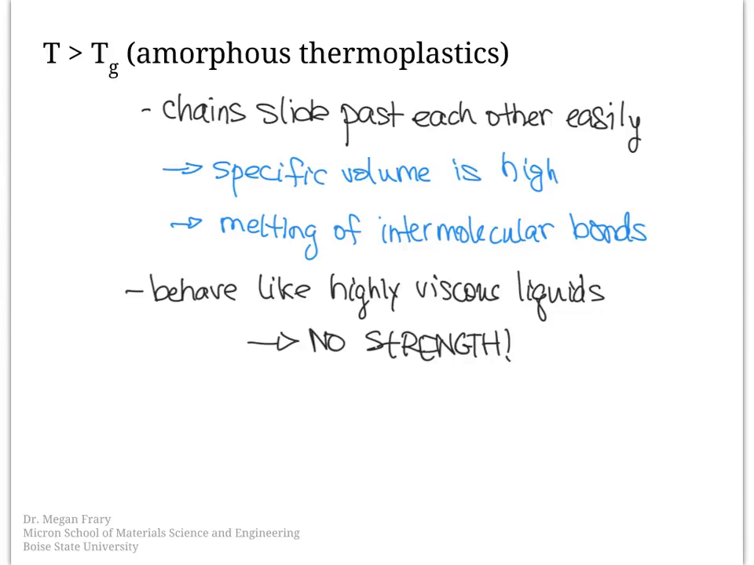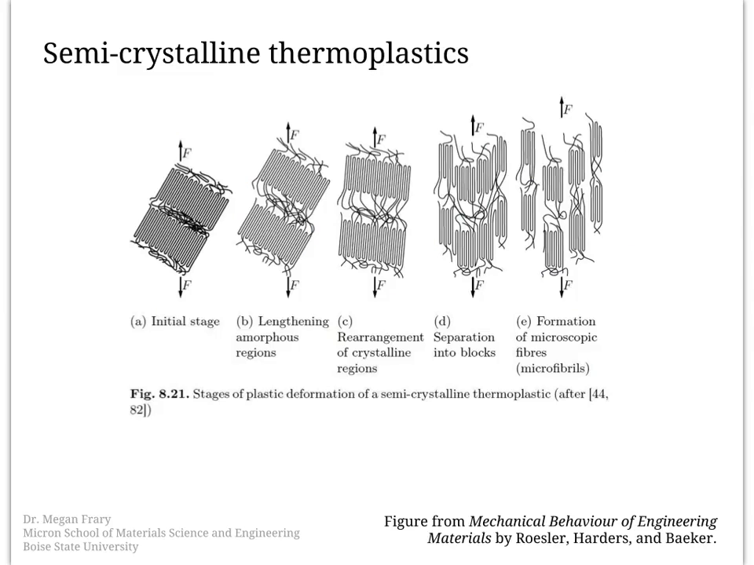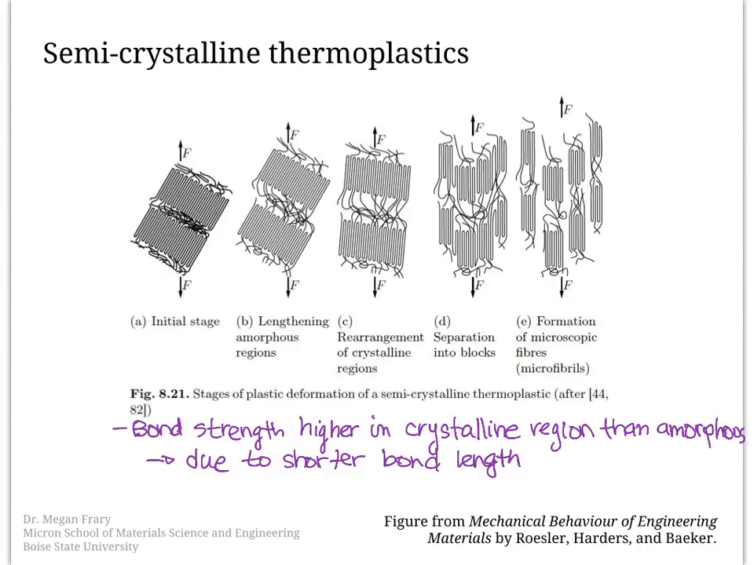So we have been primarily focusing on the plastic deformation behavior of amorphous thermoplastics, and I just want to end by considering how the plastic deformation occurs for semicrystalline thermoplastics. So a couple of important things to note before we get into this figure of semicrystalline thermoplastics is that in the crystalline region, the bond strength between chains is higher than in the amorphous region due to the smaller bond length. This also increases the Young's modulus and the strength in those regions, even when the temperature is above the glass transition temperature.